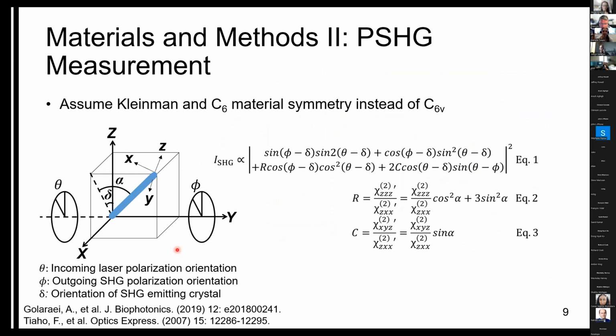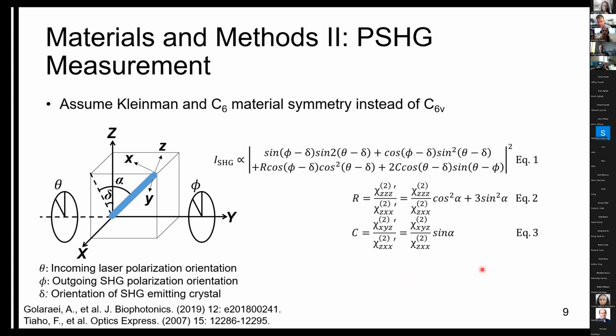Now, going back to our previous slide, if we instead assume that collagen fibrils or fibers have C6 symmetry instead of C6V symmetry, then we actually have 3 unique Chi2 tensor elements, which can be represented instead as 2 ratios. So we still have our R ratio, Chi2ZZZ over Chi2ZXX, but now we have this new ratio, which we call the nonlinear chirality term, which is Chi2XYZ over Chi2ZXX. And so we refer to this term as C.